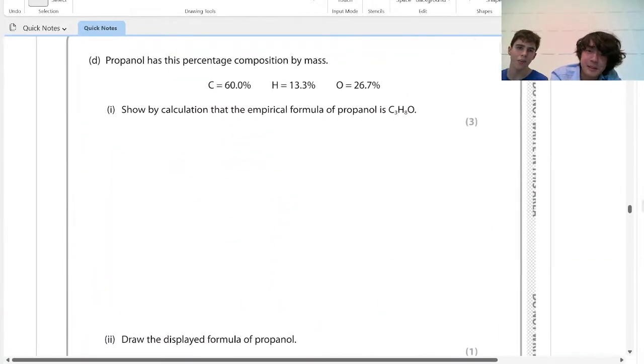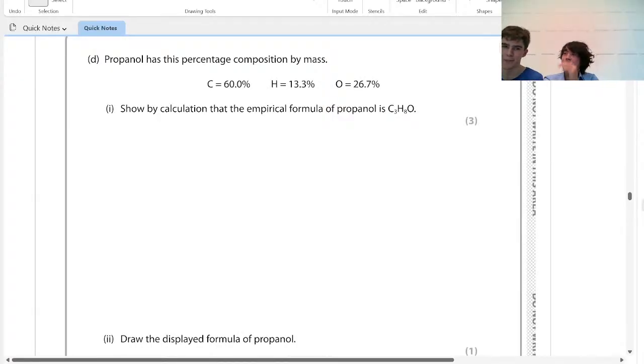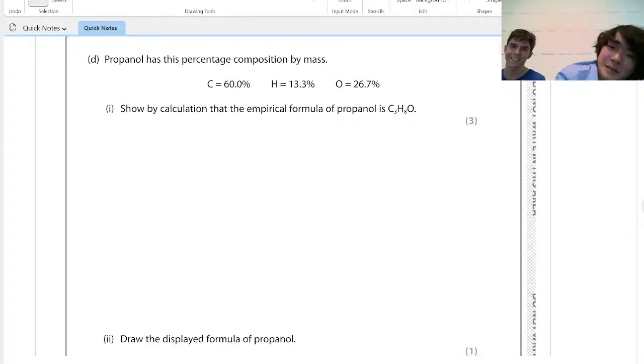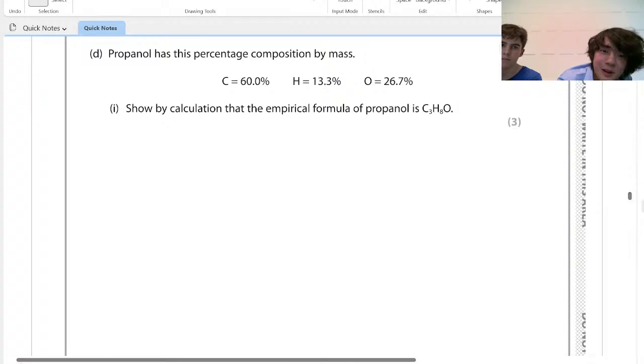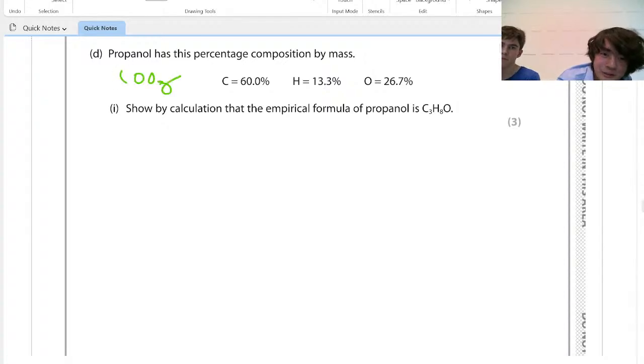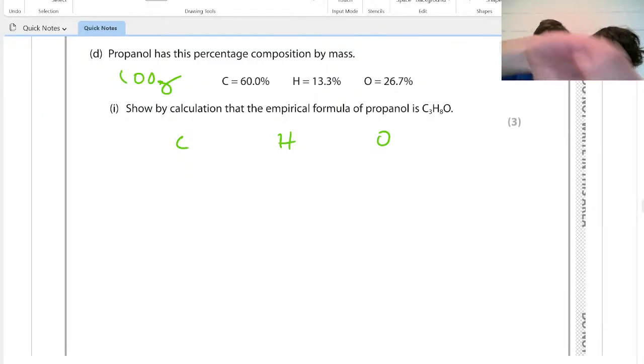There we go. For the guy who asked how to do the empirical formula stuff, this is it. So just treat the percentages as masses. Imagine we have 100 grams of propanol. Then 60% of 100 is 60 grams. Write the equation on the side, like the triangle thing.